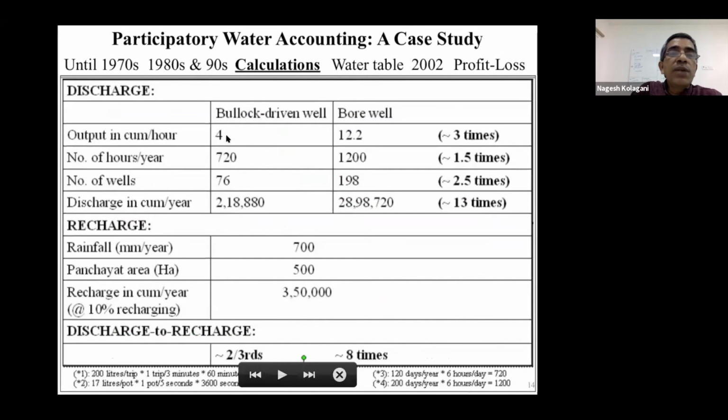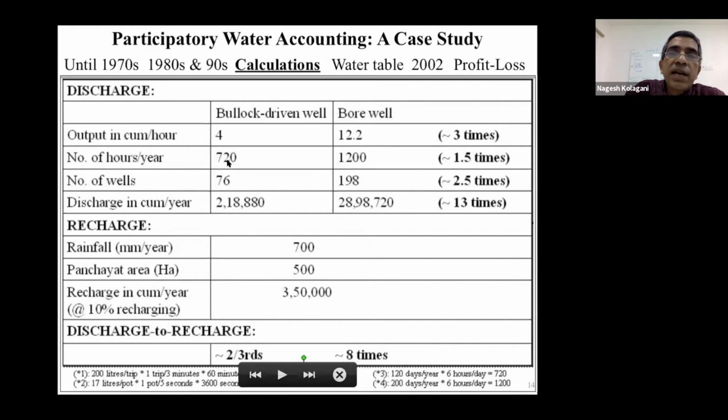So what we did is, in a year, I want to see how much water is being drawn out from the earth in my village, right? So I ask, how many wells do you have? About 76 wells? Into how many hours do you work each of those wells? 76 into 720, the number of hours per year, right?